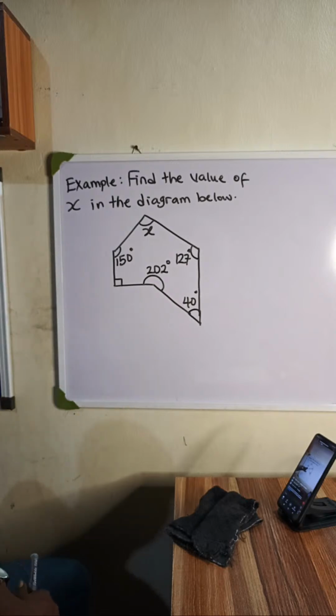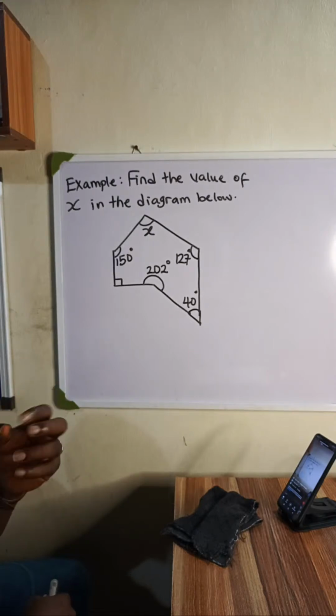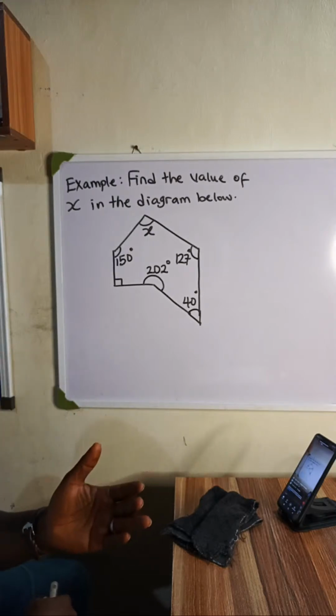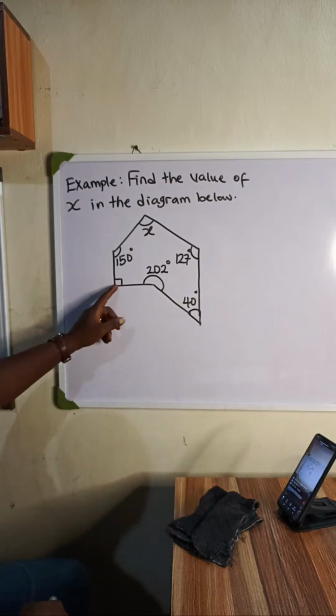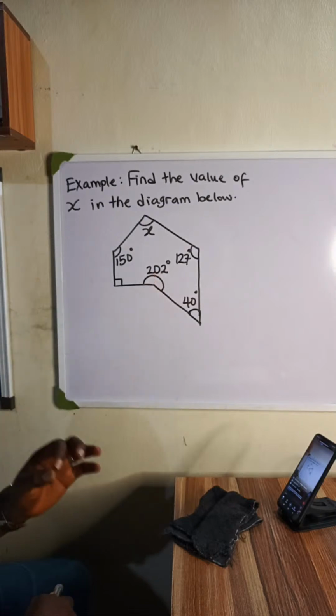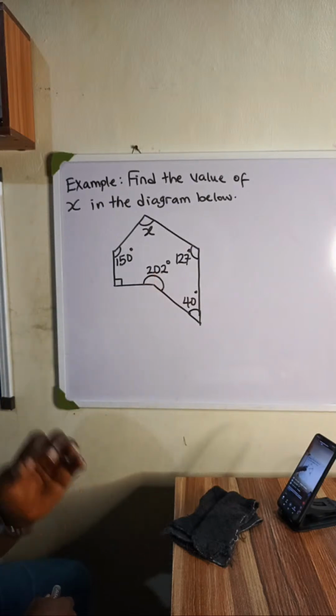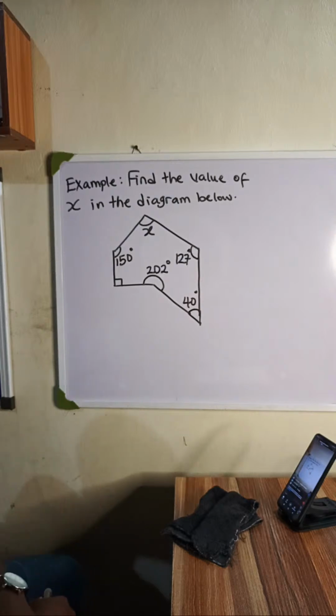Okay, so how many sides does this polygon have? How many angles does this polygon have? Let's count. 1, 2, 3, 4, 5, 6. This polygon has 6 sides and 6 angles. Therefore, it is a hexagon. So that means we are dealing with a hexagon.